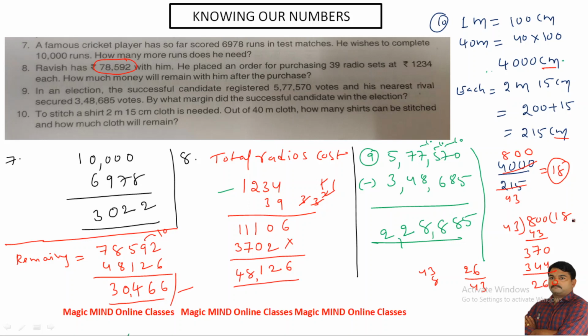So 260 means again how many times 43? Will it go 4 times? No. I hope you understood. Total number of shirts are how many? 18 shirts. There is no issue with 18 shirts. Remaining, how much cloth is left here? 26 parts of the cloth left. Remainder is equal to 26.